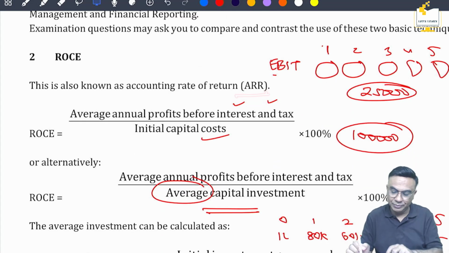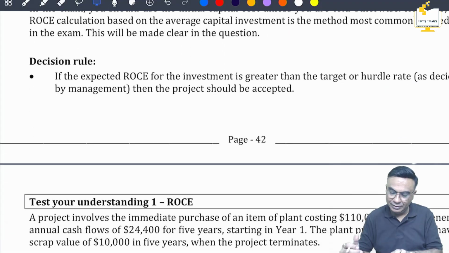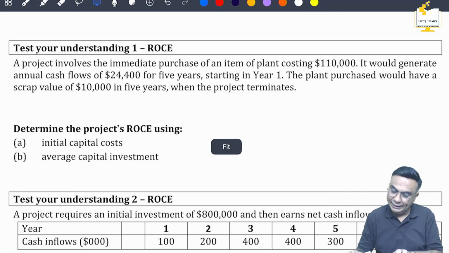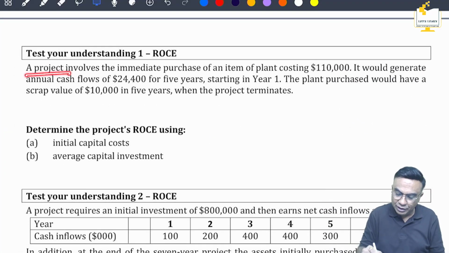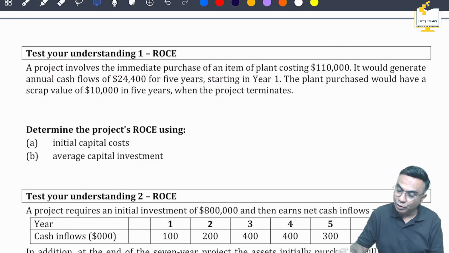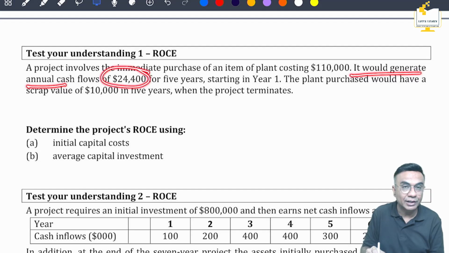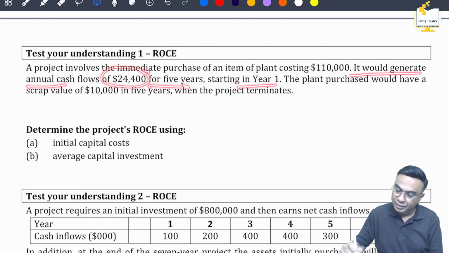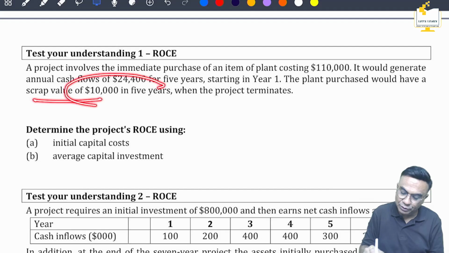Okay, two formulas. Now we'll just practice. A project involves the immediate purchase of an item of plant costing $110,000. It would generate annual cash flows of $24,400 for 5 years, okay, in year 1. The plant purchase would have scrap value of $10,000 in 5 years.